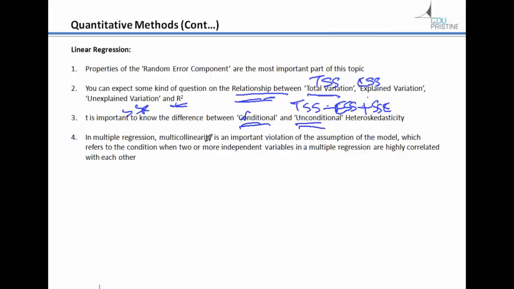Multicollinearity, that is, there is a linear relationship or a correlation between the independent variables. It is assumed that there is no linear relationship between the independent variables. When this happens, the assumptions of the regression model do not hold and the model is not helpful. So you have to keep in mind the concept of multicollinearity.